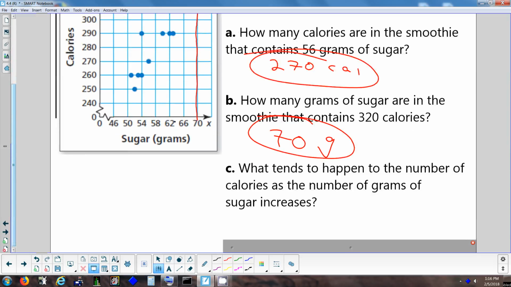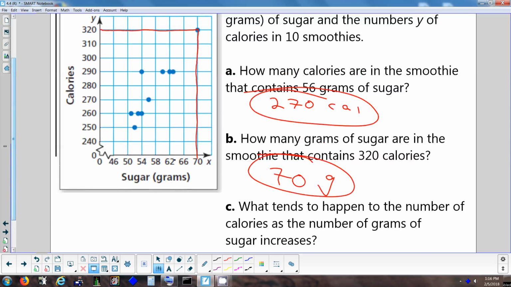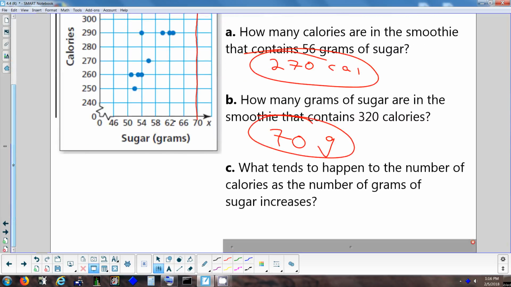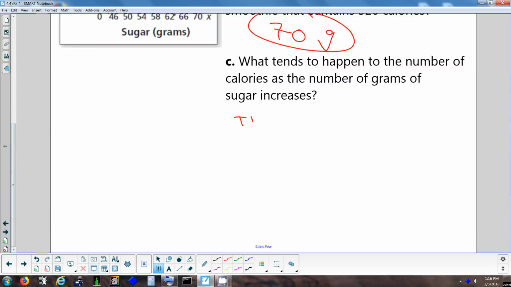So this is more of a sentence you have to describe. What is happening to the number of calories in the smoothie as you add more sugar? What happens to the number of calories as you continue to add more sugar? Okay, look at the pattern. Savannah? The number of calories increases. Exactly. That's exactly what you should put. The number of calories increases.